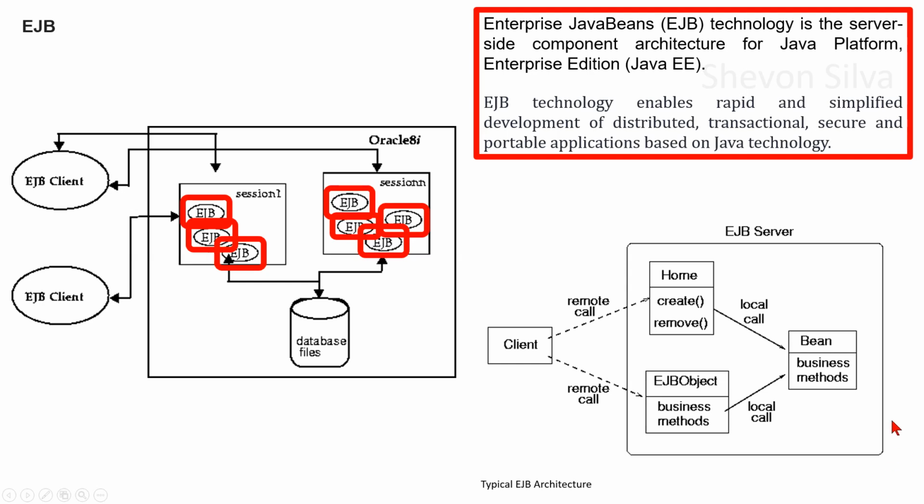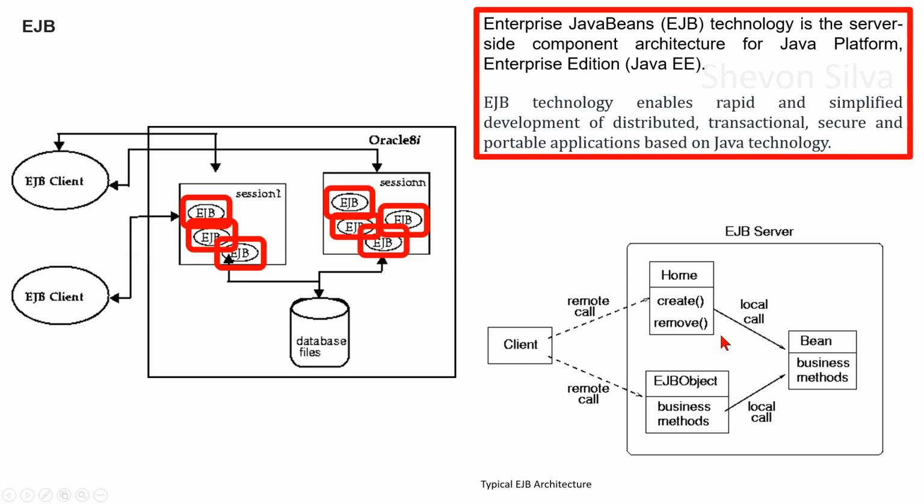An EJB object consists of a number of different objects. First one, the bean itself, which must be written completely by the application programmer. Number two here, the home object, which is responsible for creation and removal of a bean. This is automatically generated from an interface specification given by the application programmer.